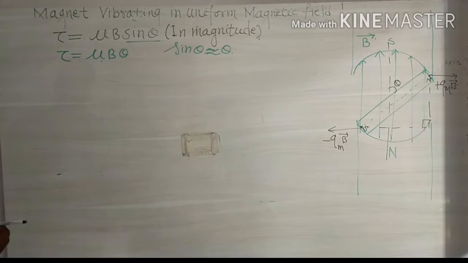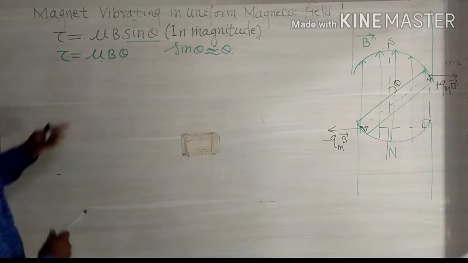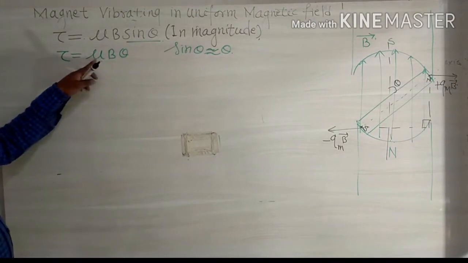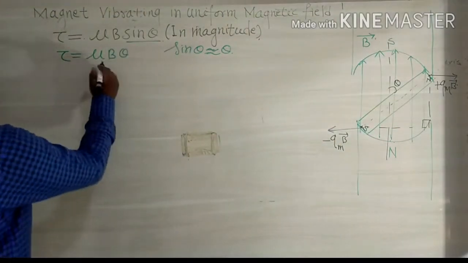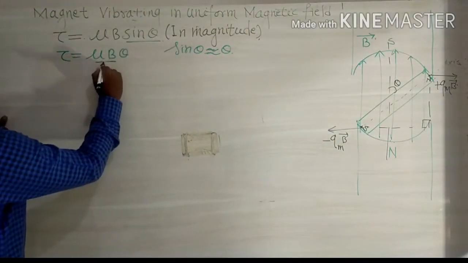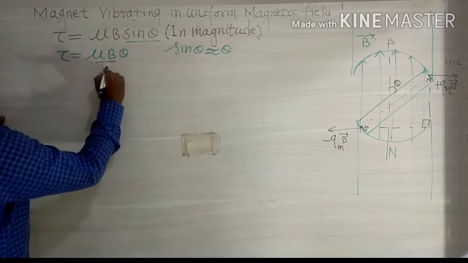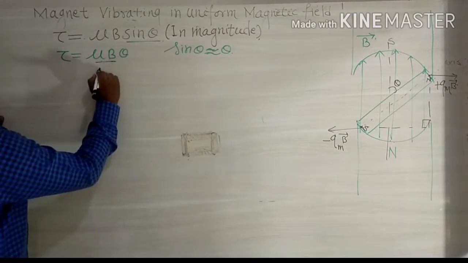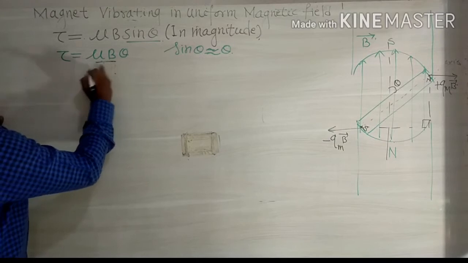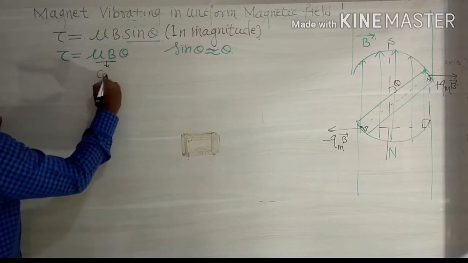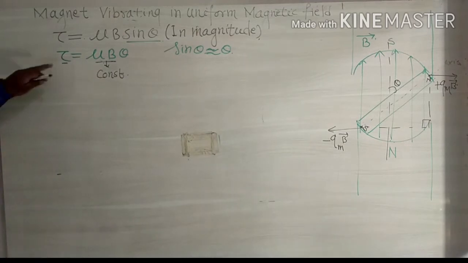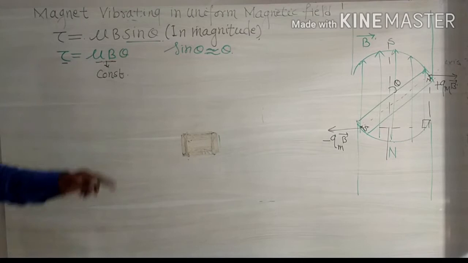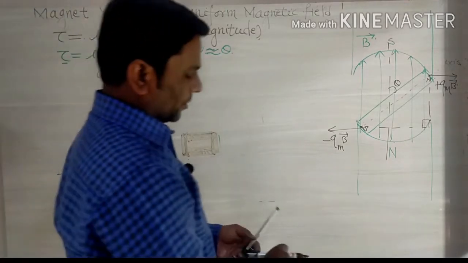Now we know that the magnetic dipole moment of this bar magnet is constant and the uniform magnetic field is a constant. So mu and B are constant. Let us know about the relationship between torque and angular displacement. Let us see logically.